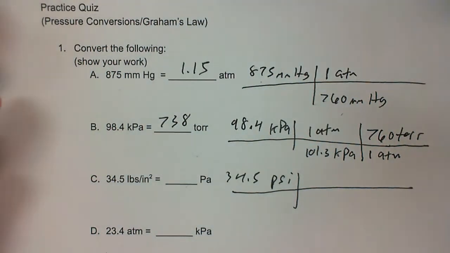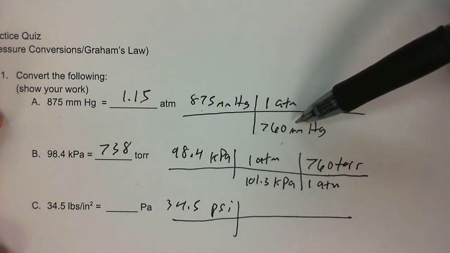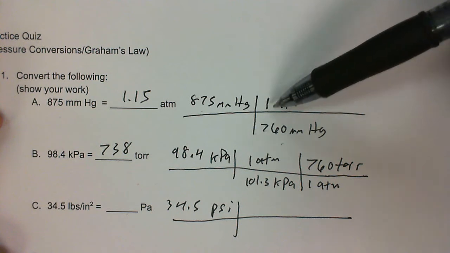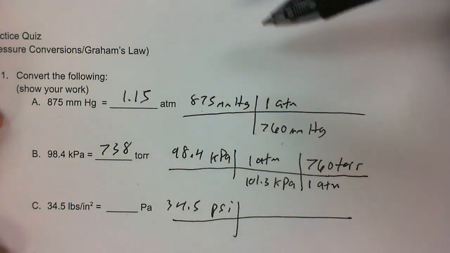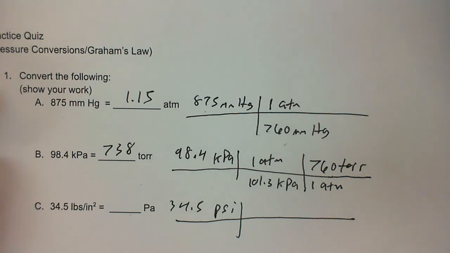All right? So here I took 875 millimeters of mercury, divided by 760. How many sig figs is that? Doesn't matter. These are all infinite sig figs. So the only thing that matters is what you're given. So 875 divided by 760 will get me 1.15 atmospheres.